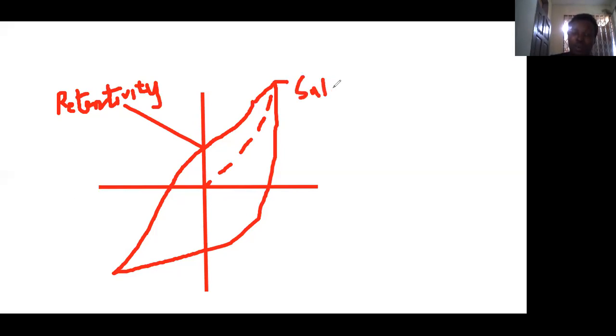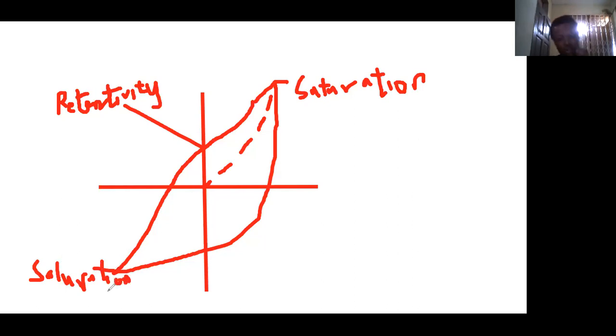It is a saturation point. So this point we call the saturation point. And this point will be the saturation point, but in the opposite direction, because you know here is negative. This one too is saturation, but in the opposite direction. That means it has lost all its magnetic property to the extent that it has also become saturated in the opposite direction.